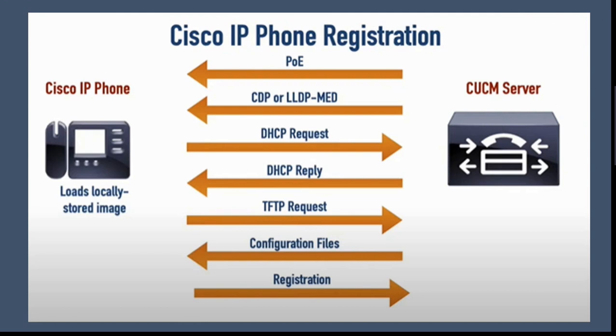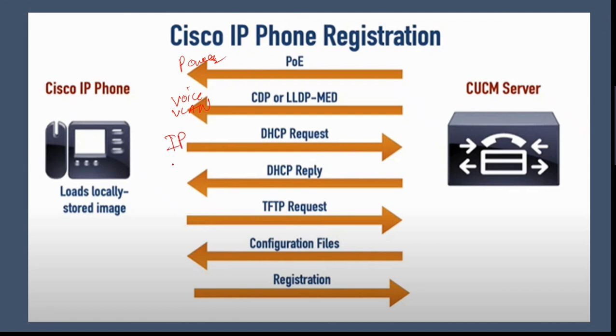The first thing is the phone requires power. Power can be power over Ethernet or through an external adapter. Usually what we do is get the power over Ethernet from the switch. Once the phone gets connected to the switch, it gets power over Ethernet from the switch. Next, it will get the CDP or LLDP response for the voice VLAN. So first is power, and then it requires the voice VLAN information via CDP or LLDP.